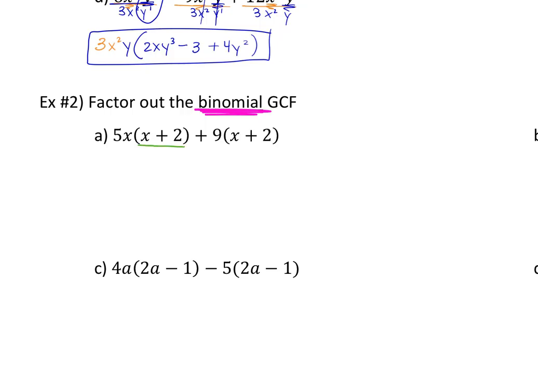So you have an x plus 2 and an x plus 2. So if you think of it as like 5x squared and 9x, it's like factoring out an x, but there's just more to it.